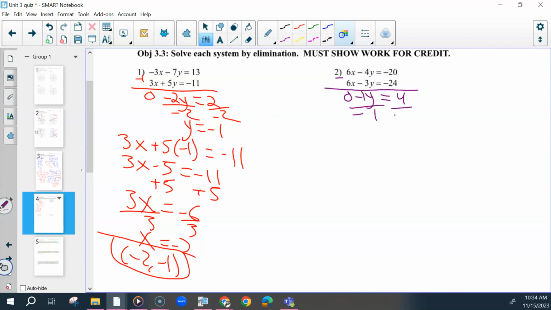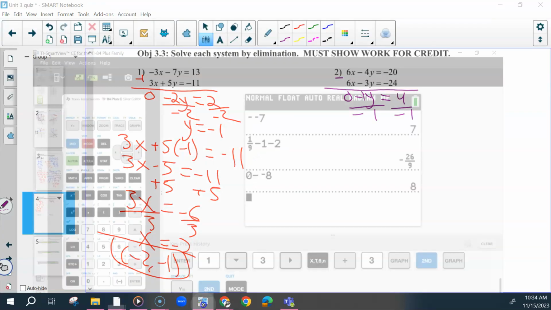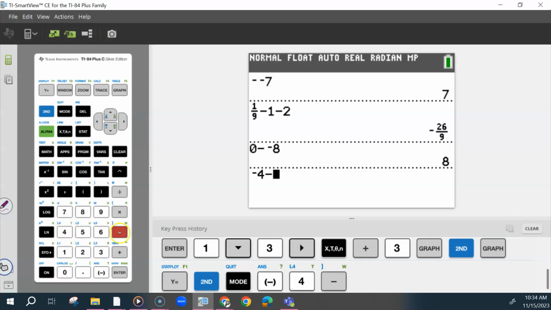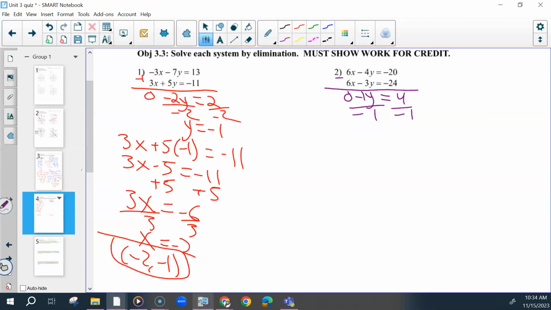Divide both sides by negative 1. Say that again? Just the math part. So -4 minus a -3. Do that part in the calculator. Double check your math.